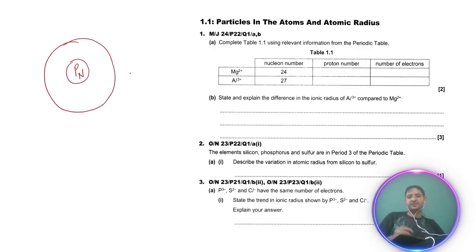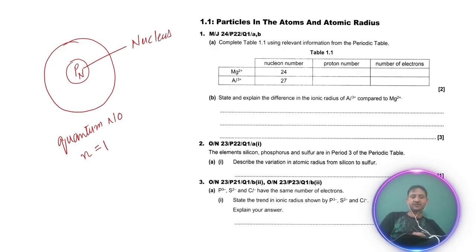In your A level chemistry, they are also known as the principal quantum number, represented by small n. If n is equal to 1, it means there's only one shell. You can see it is the nucleus of an atom, and it is the first shell. The first shell, close to the nucleus, is lowest in energy, okay?